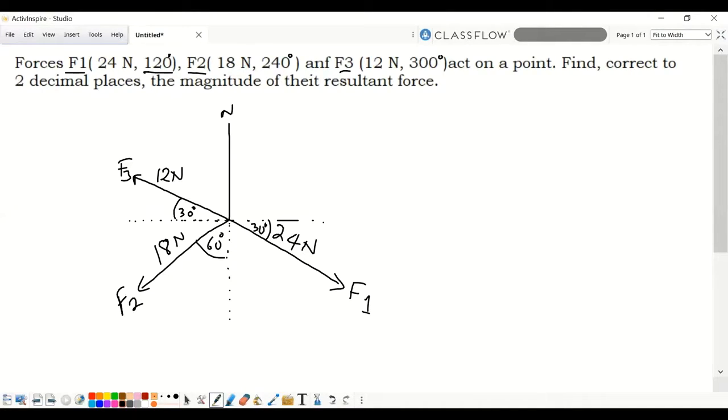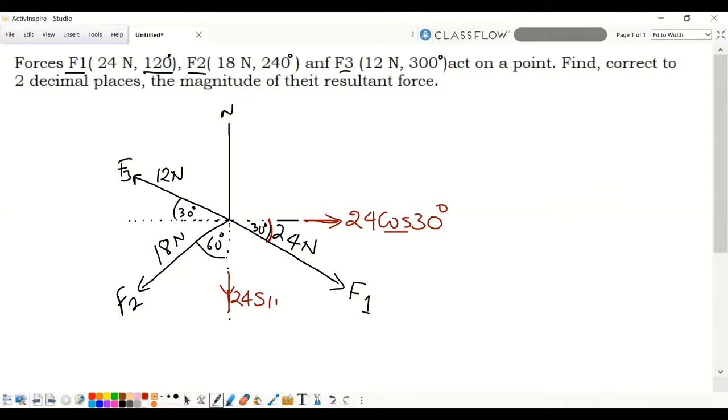The best way is to resolve these forces into horizontal and vertical components. Let's start with F1. F1 will have one horizontal component here and a vertical component in this direction. Because the angle is 30 degrees here, cos theta will be here. So this will be 24 Newtons cos 30 degrees. That's the rule. Wherever the component is making an angle with the force, that will be the cos. The other one will be sine.